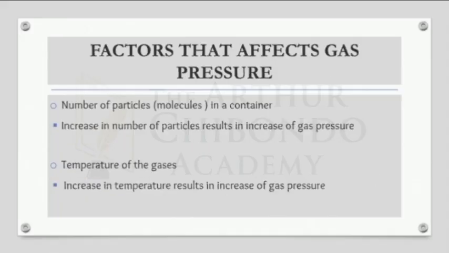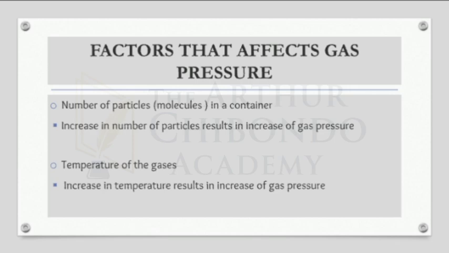From there, let's see factors that affect gas pressure. Number one, number of particles in a container. The number of gas particles in a container affects gas pressure. So we're saying an increase in number of particles results in an increase of gas pressure. If there are many gas particles in a container, the pressure applied will be higher.